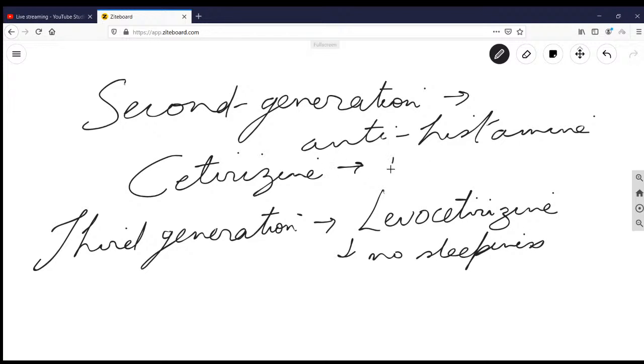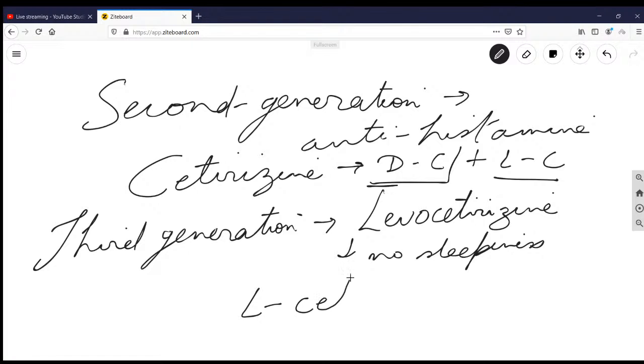Because cetirizine was a combination of D-cetirizine plus L-cetirizine, both the stereoisomers. But levocetirizine means scientists have eliminated the D form. They concentrated only on the L-cetirizine molecule to minimize the side effect, because they found that L-cetirizine has the most pharmaceutical value, the most therapeutic effect, and doesn't make you sleepy. So this concept of stereoisomerism is extremely applicable in the pharmaceutical industry. Most drugs are either L isomer or D isomer.